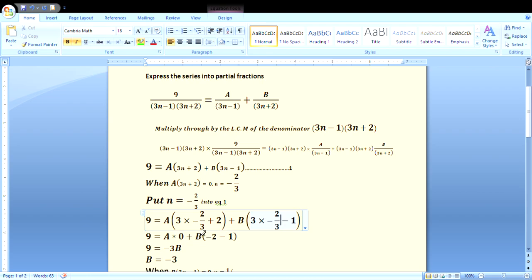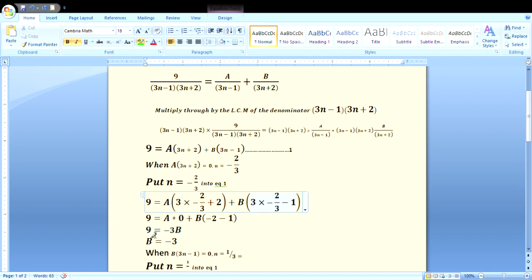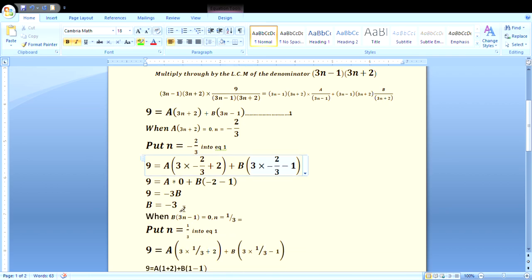So here B is expressed as B open bracket minus 2 minus 1, and that gives minus 3. So 9 is equal to minus 3B. To obtain B, we divide both sides by minus 3. Eventually, B becomes minus 3. Now, to obtain the value of A, we equate the whole of this term, B into 3n minus 1, as 0. So here 3n minus 1 is equal to 0. In that case, the value of n becomes 1/3.